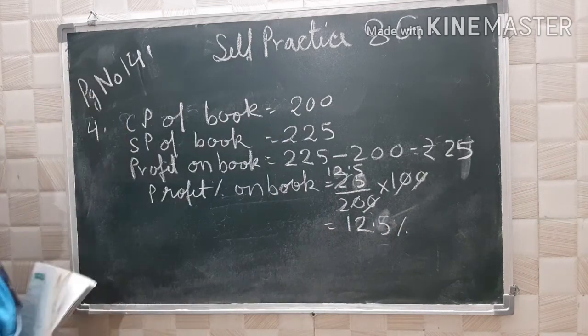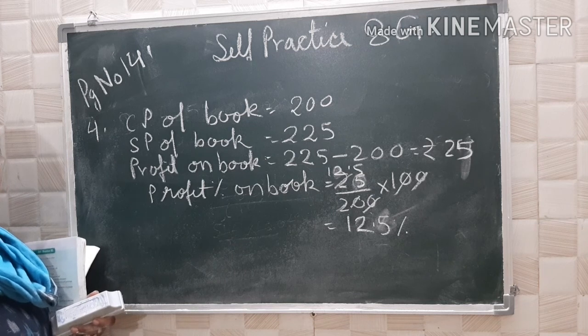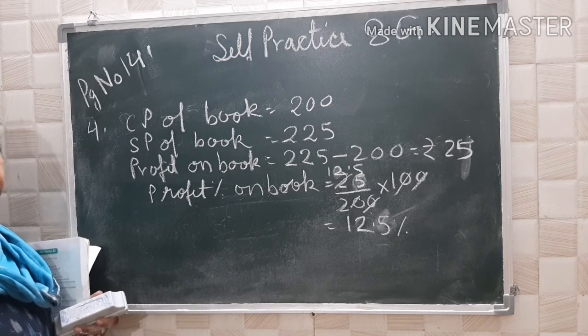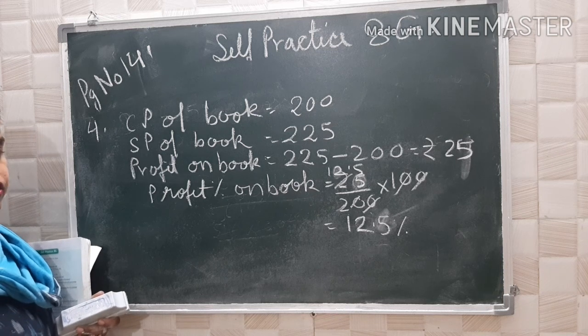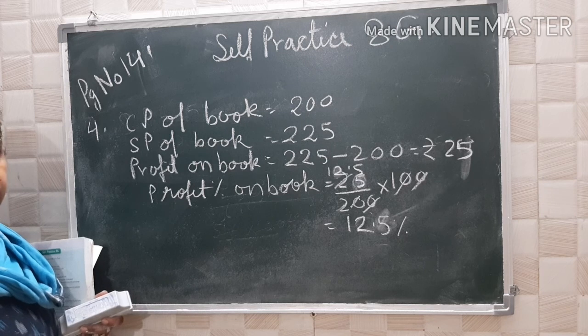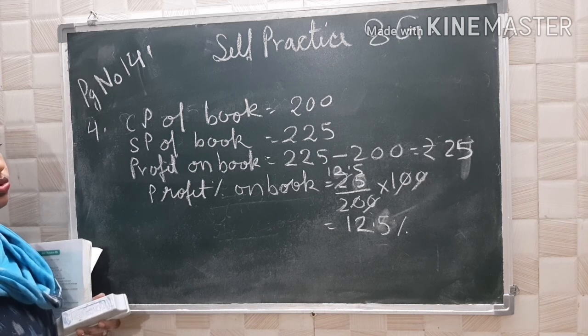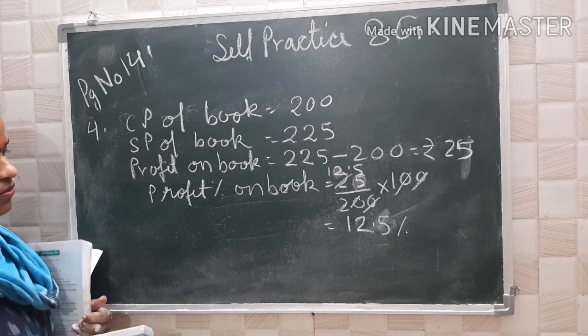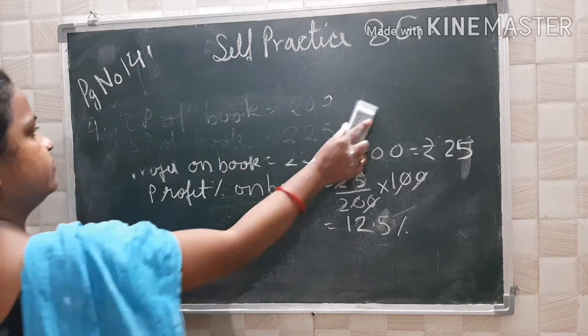Now see once more. CP of the book is 200, SP of the book is 225. So profit on the book will be how much? 225 minus 200, that is 25. Now profit percent on the book will be 25 upon 200 into 100. 0 will be cancelled out. 2 ones are 2, 2 twos are 4. 12.5% will be the profit percent on the book. Clear? Now see one more question.